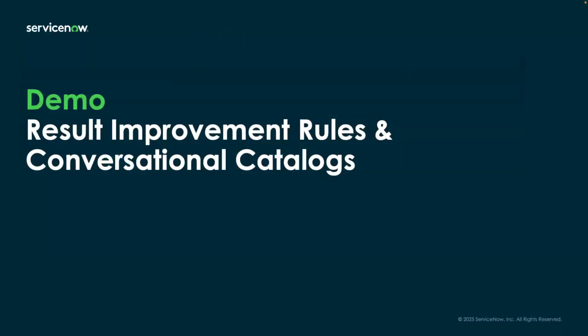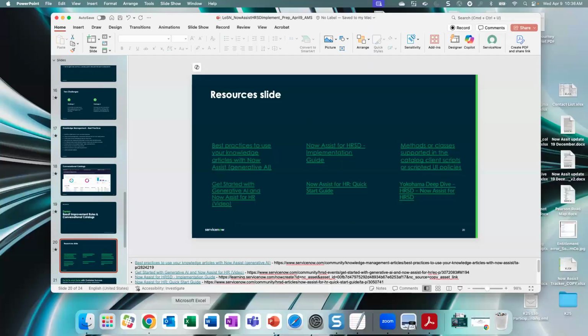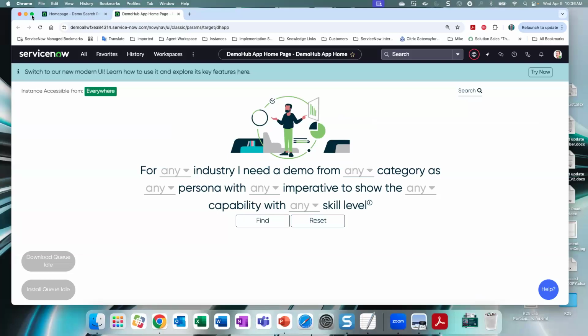What I'm going to do now is go into a demonstration of result improvement rules, and I'll also demonstrate conversational catalogs, more of what they look like and how we can identify what's conversational and what's not. I'm not going to go into the depth where we start modifying objects in VA and things like that. So I'm going to go into my instance.